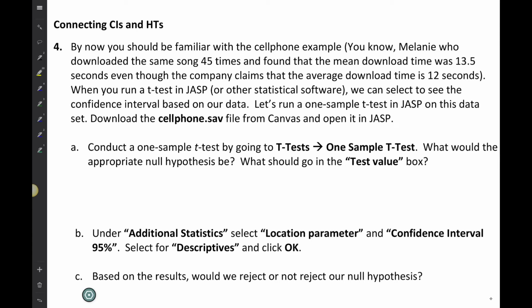This video will walk you through part 2 of classwork 19. Now, problem 4 here, starting with connecting confidence intervals and hypothesis tests. Now, problem 4 is referring to the one sample t-test example from guided notes 17C.